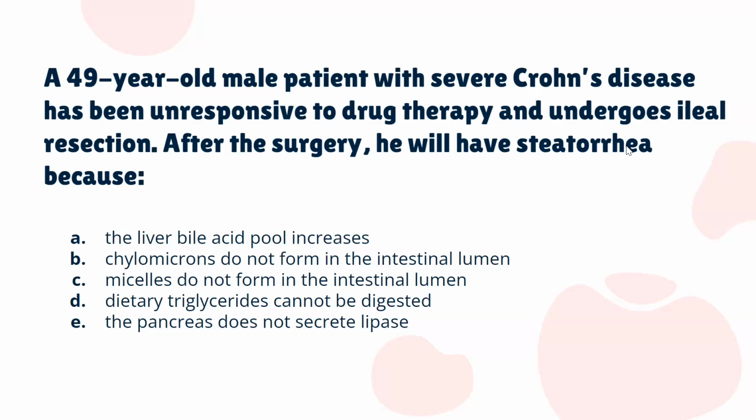So he no longer has his ileum. We need to know why he's having steatorrhea. Is it because of his liver bile acid pool, which has increased? Is it because the chylomicrons don't form in the intestinal lumen, or the micelles don't form in the intestinal lumen? His dietary triglycerides cannot be digested, or the pancreas does not secrete lipase. Okay, C. The answer is C. So there is no micelle formation in the intestinal lumen.